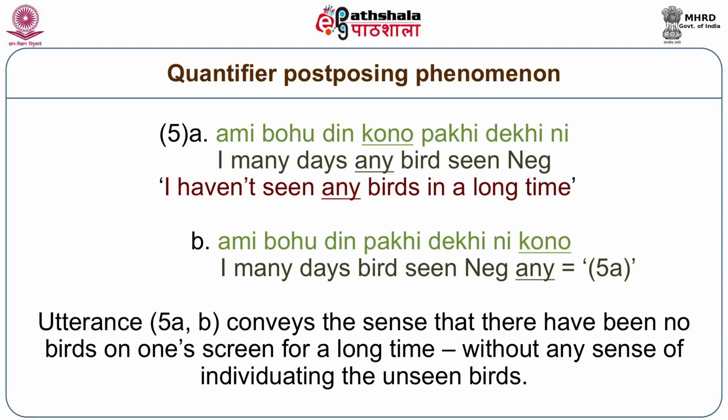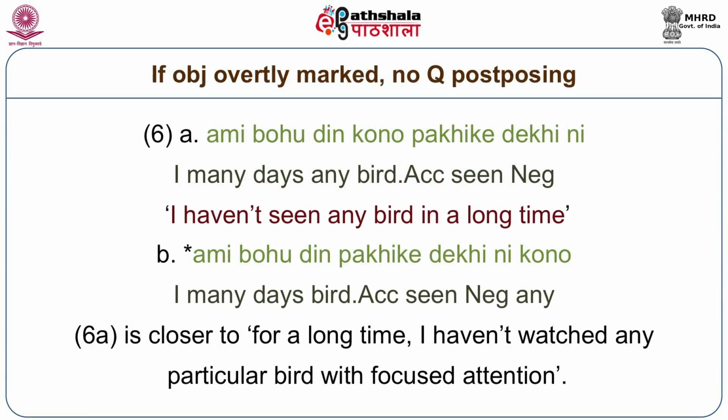However, if you say the sentence with overt case marking on the word for bird, pakhi, in other words, if you start with 6a, Ami bohudin kono pakhi ke dekhini, where ke is the overt case marking, then the rightward movement of the quantifier kono, which means any, becomes illegitimate. Consequently, sentence 6b, Ami bohudin pakhi ke dekhini kono, is ill-formed.